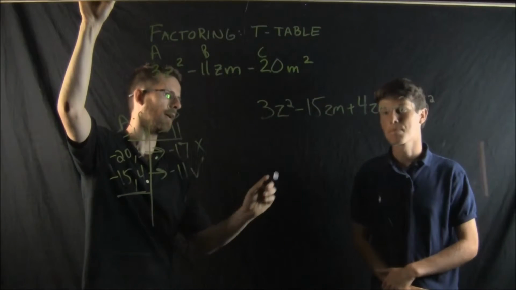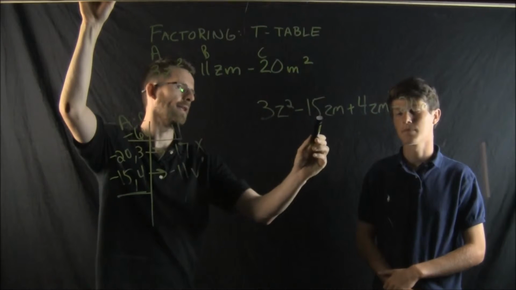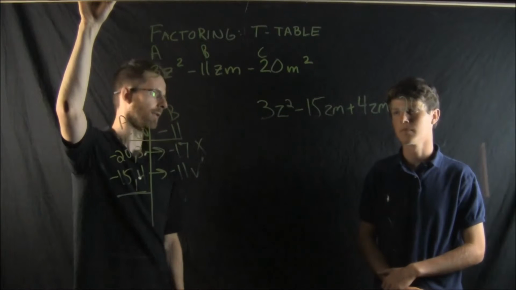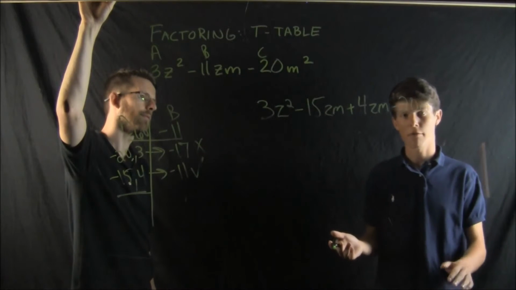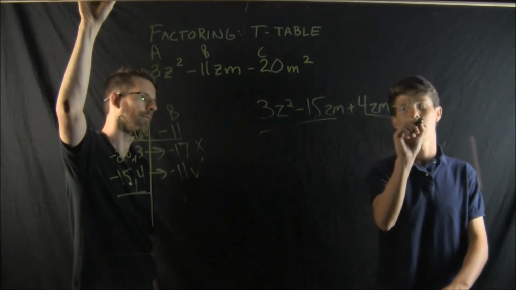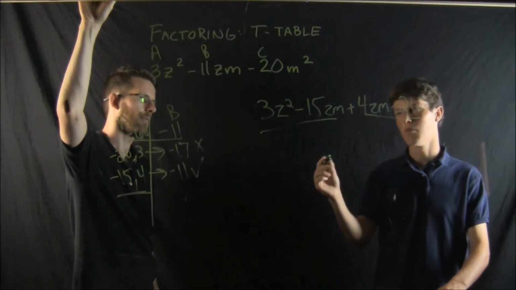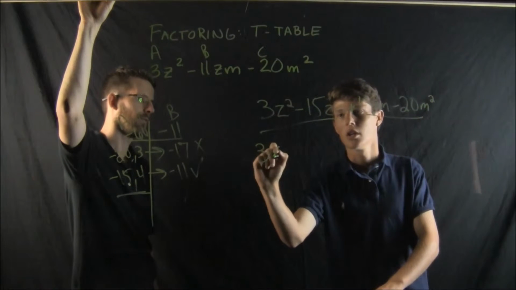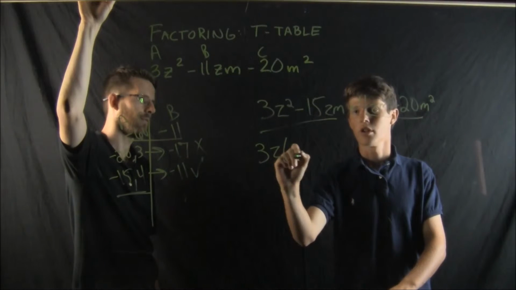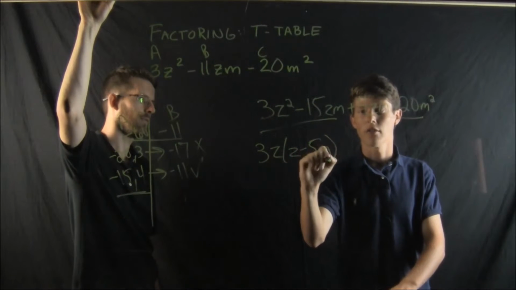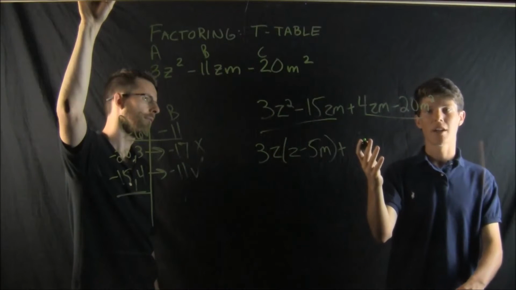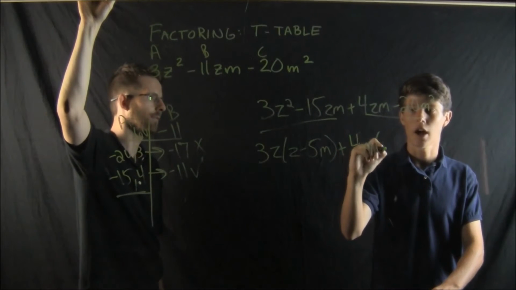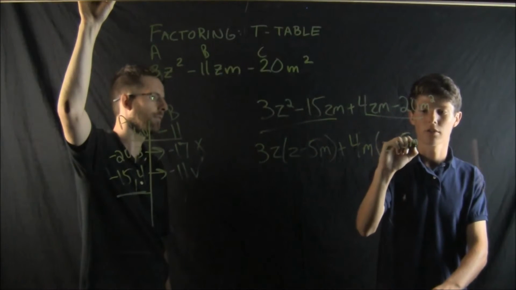So let me just add one thing here. It doesn't matter what order you write these in. As soon as you get the negative 15 and the 4, the order here doesn't matter, as you'll see. So we're going to continue and factor by grouping. We're going to group these two and take the greatest common factor of both. So 3z squared minus 15zm, they share a 3z in common, and we are left with z minus 5m. We have 4zm minus 20m squared. They have a 4m in common, so we're going to take that out, and we're left with the z minus 5m.